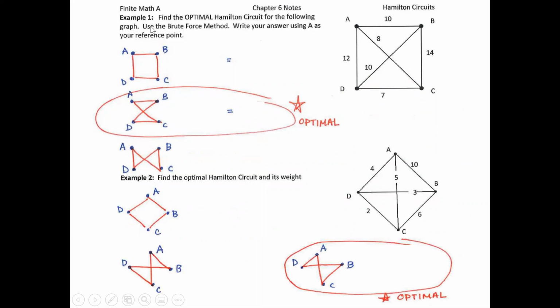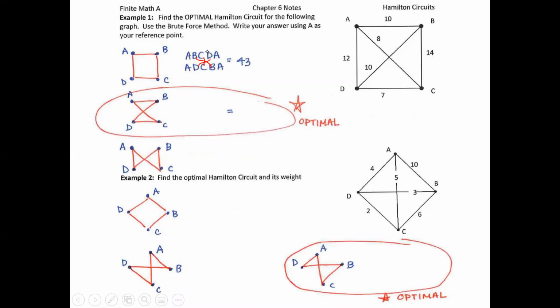All right, let's take a look at example 1. It says find the optimal Hamilton circuit for the following graph. Use the brute force method. Write your answer with A as a reference point. So you start at A, it's just going to be A, B, C, D, A in the first one. Another route could be the reverse of that, which is you can still start at A, but it'll be A, D, C, B, A. And if you take a look, all you're doing is just reversing it.